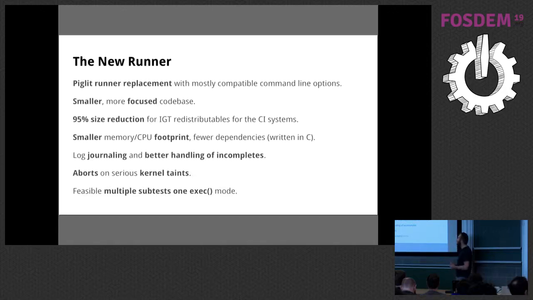So we tried to write something that is mostly compatible on the command line level and on the output level. It generates basically Piglit-like JSONs, but it's much more focused, smaller, and dedicated to IGT needs. Our redistributables that we use in our CI system have seen a 95% size reduction, which is nice and speeds up the execution.